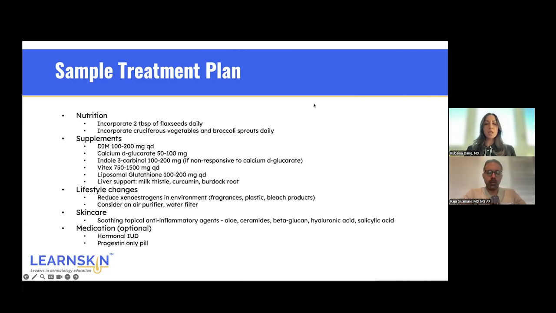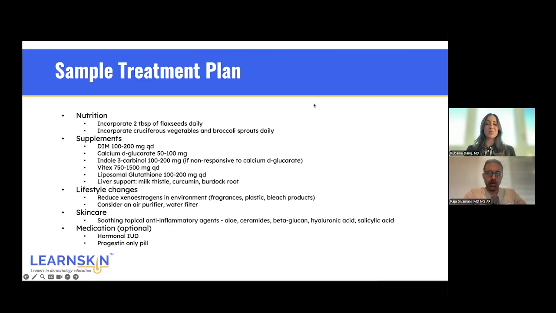So a big key component of a plan when it comes to estrogen detoxification is supporting the liver. So we talk about foods for the liver, we'll talk about liver supportive agents through supplementation. There's a variety of different ones out there. I personally really love milk thistle. I love curcumin if there's more of an inflammatory type of acne. Burdock root is great.